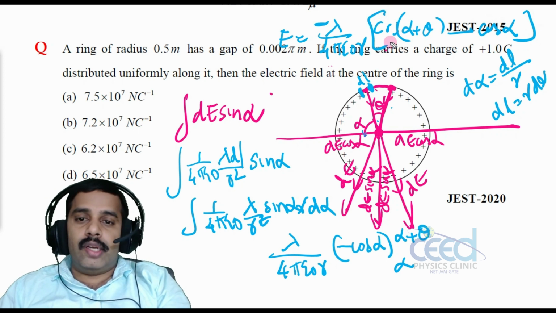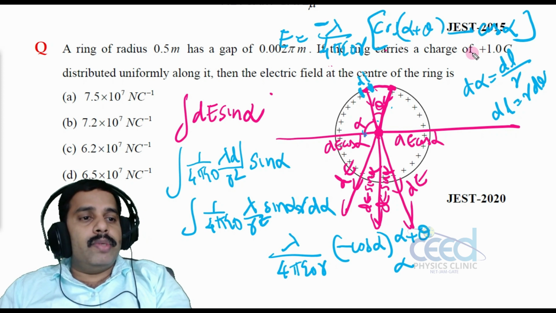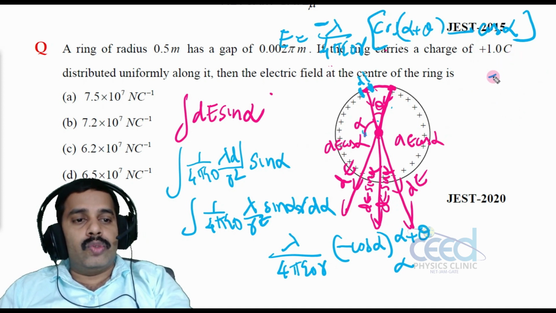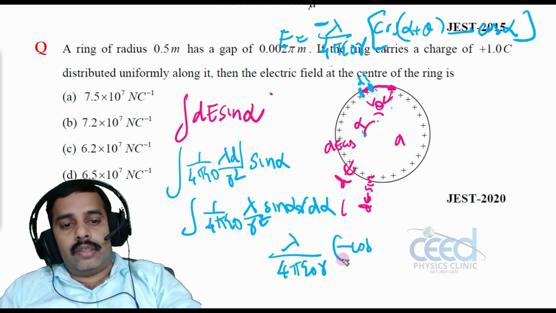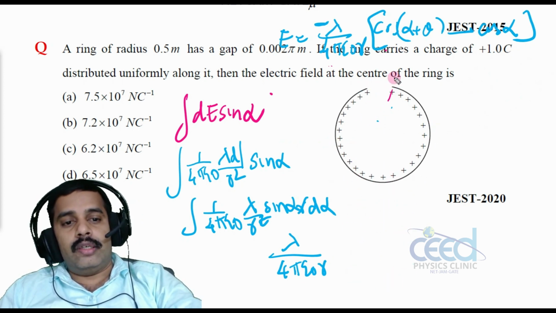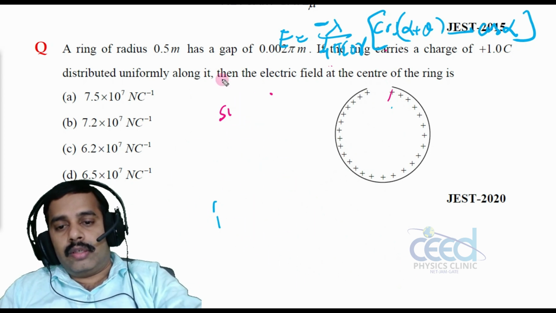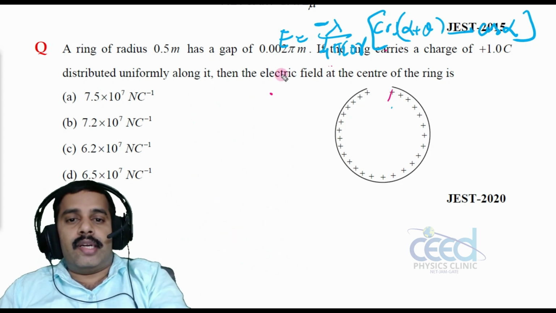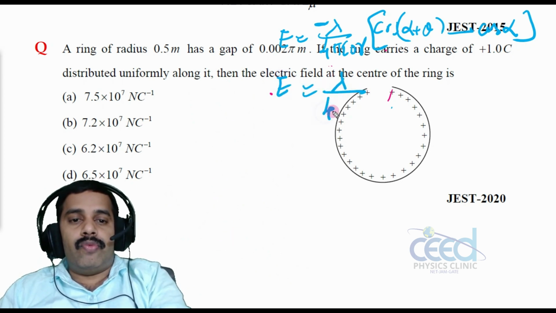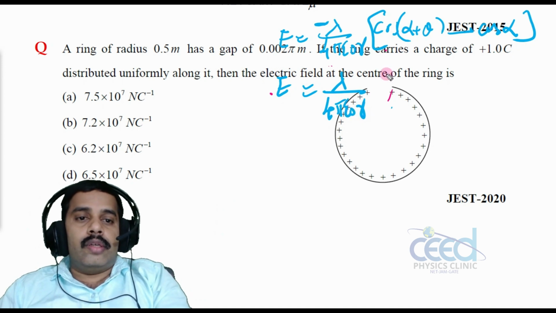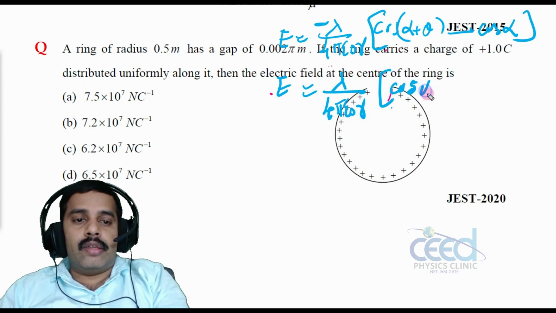Now our aim is to solve. We have all values here, and a ring of radius. Now we need to find theta and this lambda. Our aim is to substitute these values. When you substitute these values here, this is my final electric field. This I can write as electric field is equal to lambda by 4 pi epsilon 0 r, cos alpha minus cos alpha plus theta.